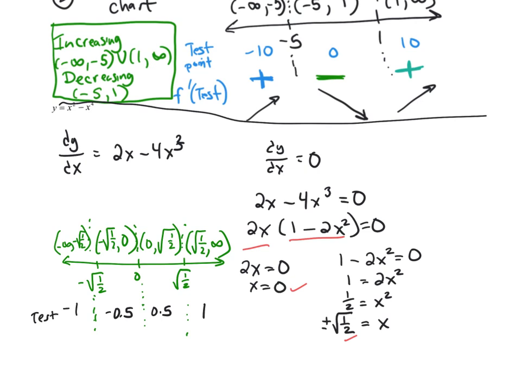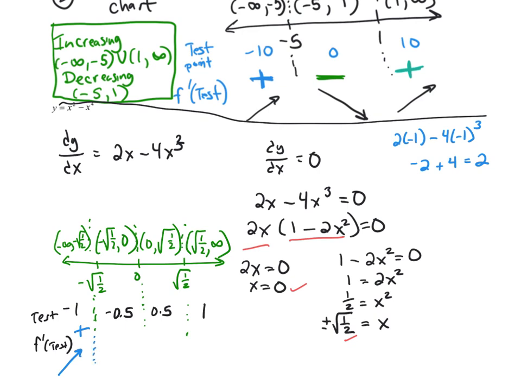So remember, I want to figure out what the derivative is at those points. I want to know is the derivative positive or negative. So f prime of the test point. If I plug in -1 to my derivative, I get 2 times -1 minus 4 times -1 cubed. That's going to be -2 plus 4, which is 2. So in this region it's positive, so the function should be increasing.